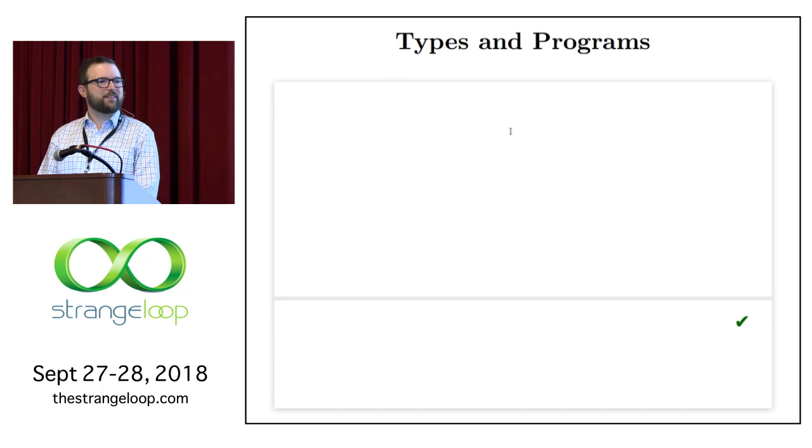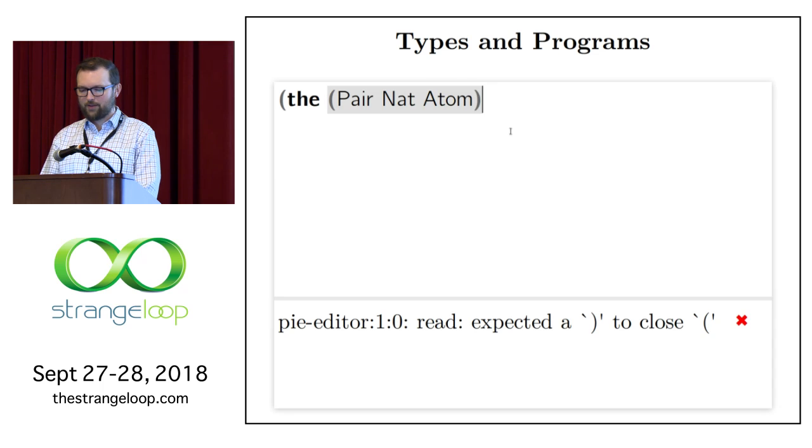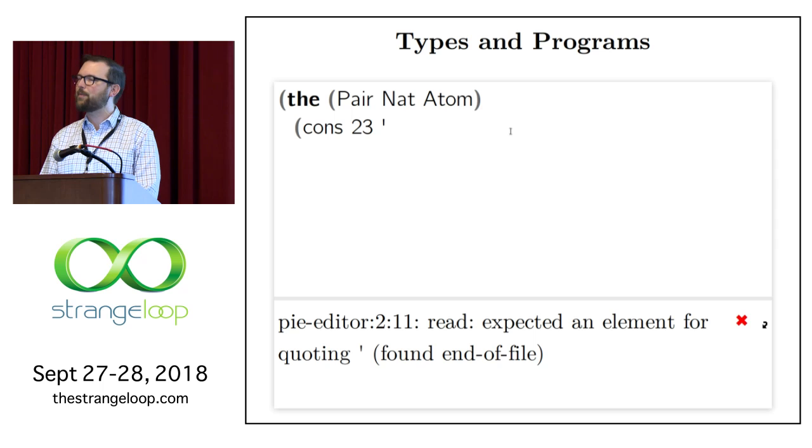But I have other descriptions than just nat and atom. There's some descriptions that combine other descriptions. So I can say the pair nat atom, and we make pairs with our good old friend cons.